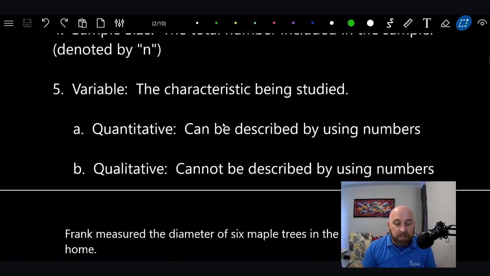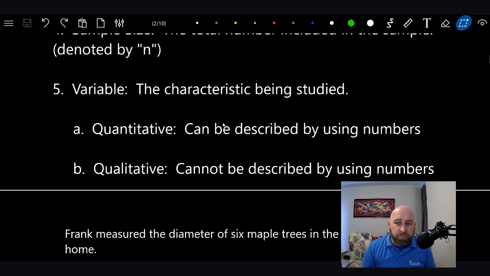Number 5 is the variable. Let's talk about the variables. These are a little bit different than algebraic variables. The variable is the characteristic that is being studied. So with population, the variable is like the how many. How many people are there? We need to study this to find out how many there are. That's the variable. That's the number that can change from year to year.